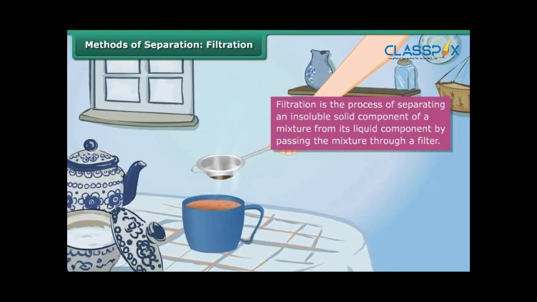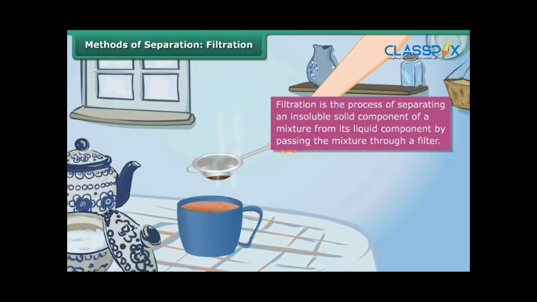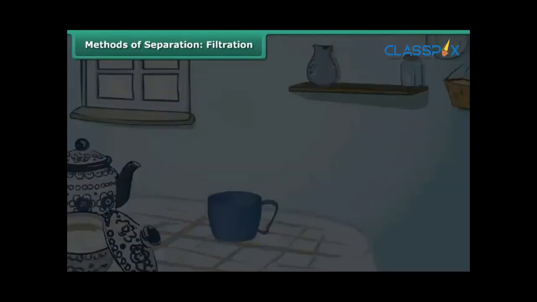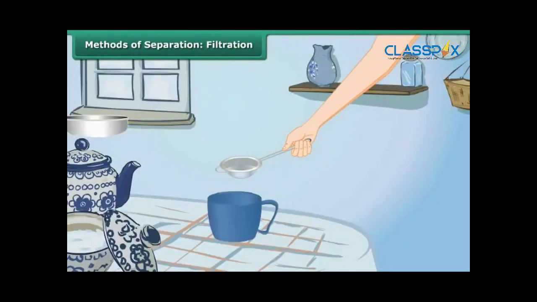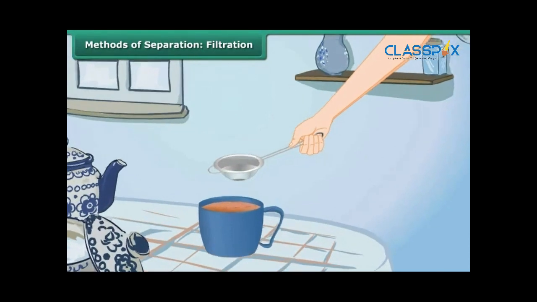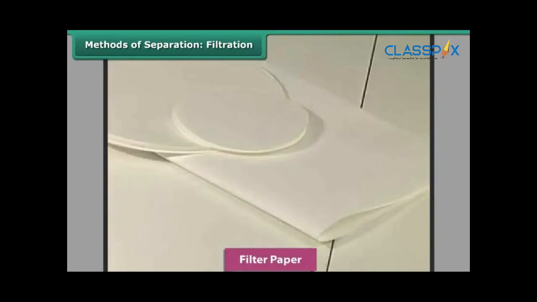Filtration, however, cannot remove the solid substances dissolved in a liquid. Sometimes fine particles of the solid component pass through the strainer that is used as the medium for filtration. In such a situation, filter paper is used.